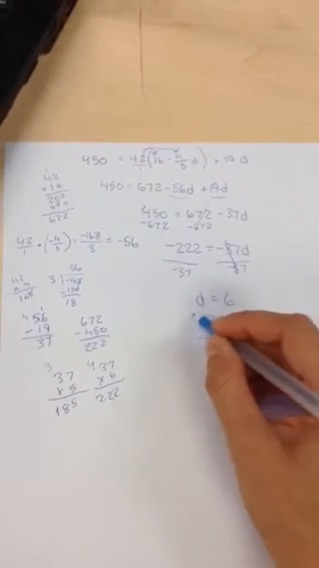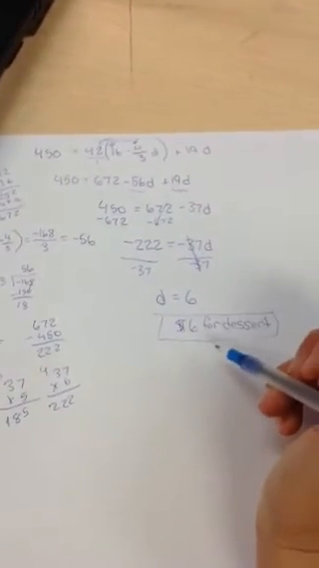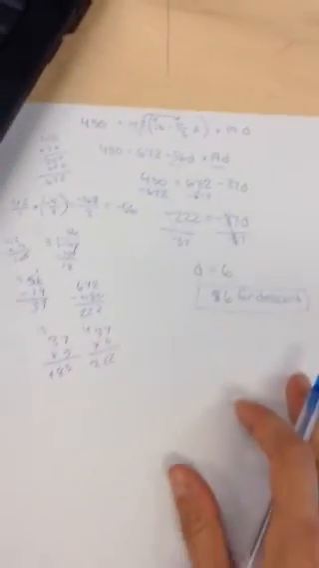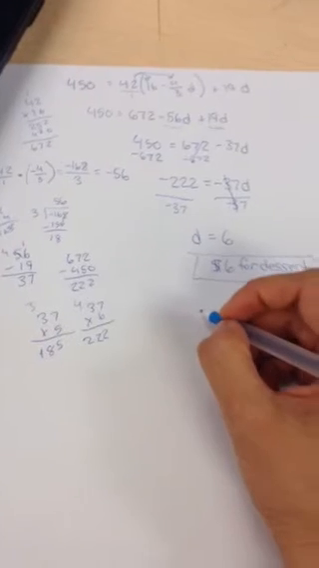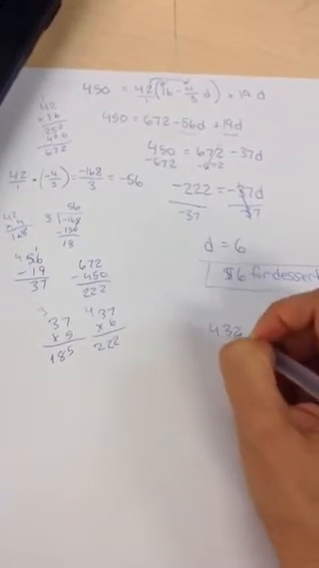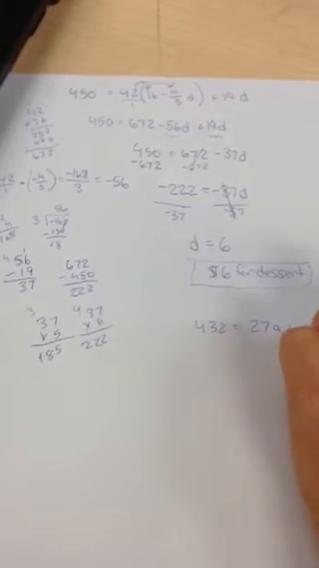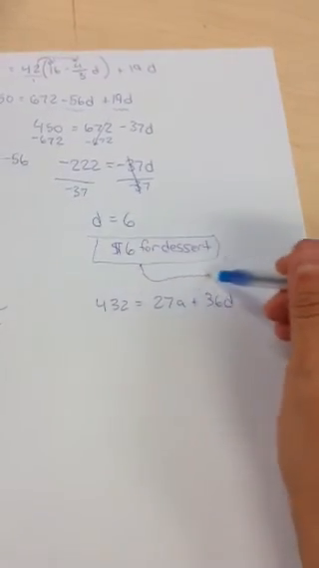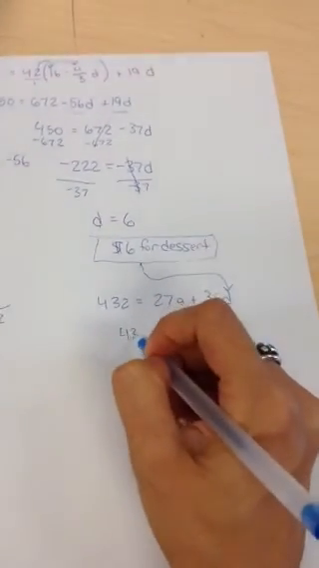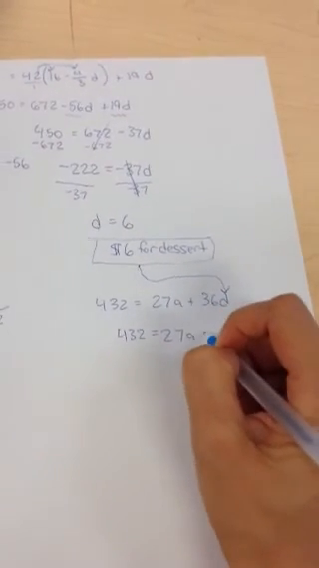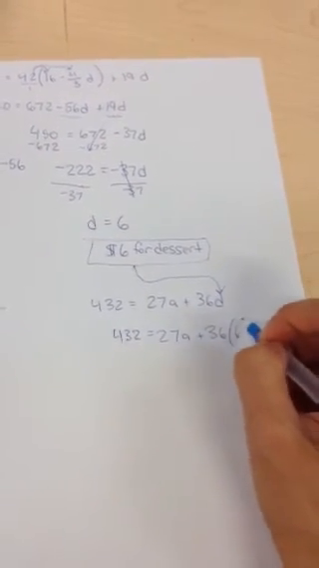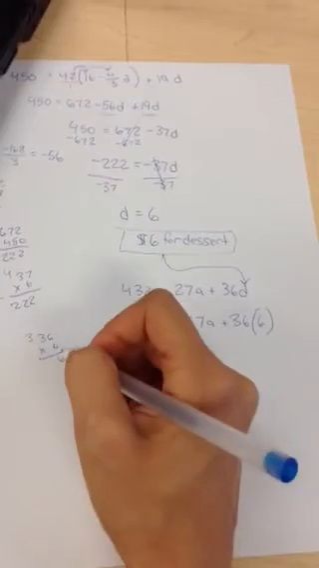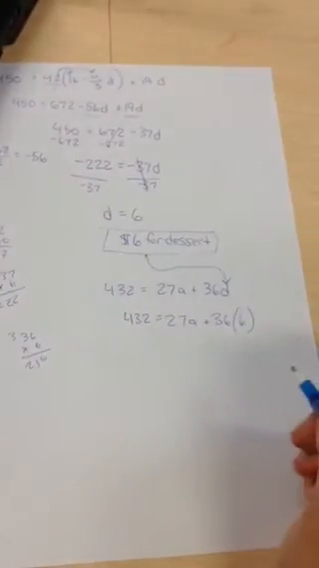And if I wanted to figure out how much the appetizers are, I can plug in $6 for D and solve for A, in one of my original equations. So one of my original equations was 432 is equal to 27A plus 36D. So I'm going to plug in 6 for D. So 432 is equal to 27A plus 36 times 6. So 36 times 6 gives me 216.